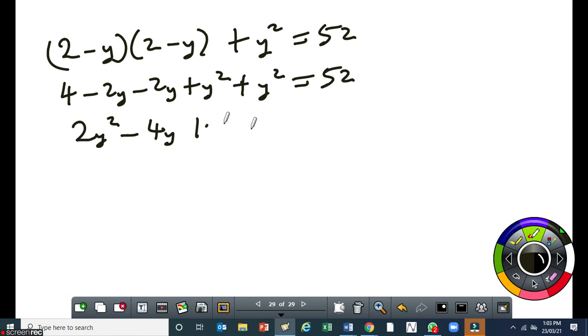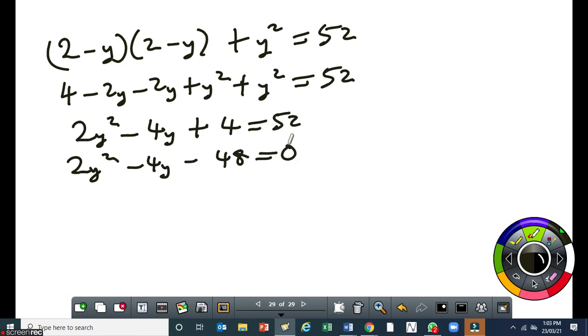4 equal to 52. And then if I simplify that further, taking the 52 to the left, I'll get 2y squared minus 4y minus 48 equal to 0. Then I'll take out the common factor. So the common factor 2 times y squared minus 2y minus 24 is equal to 0.